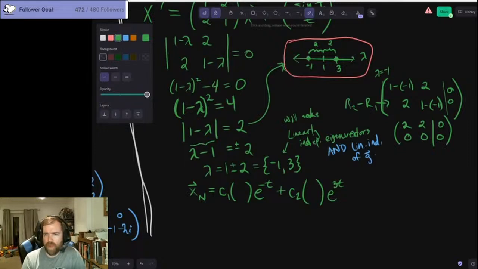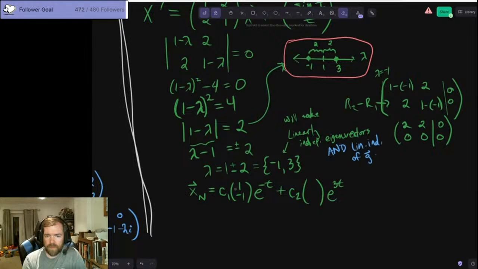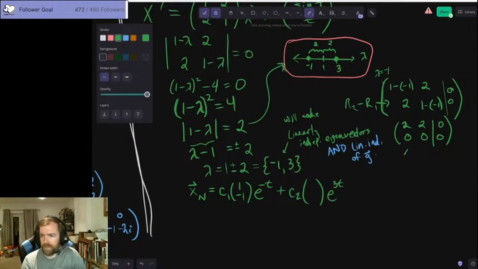Well, it says that the eigenvector is going to be 1, -1. Because we can say this is a linear system: 2x2 plus 2x1 plus 2x2 equals 0, and so we have 1, -1.